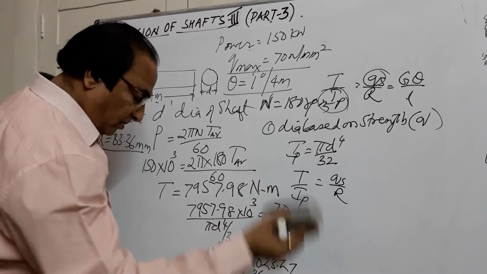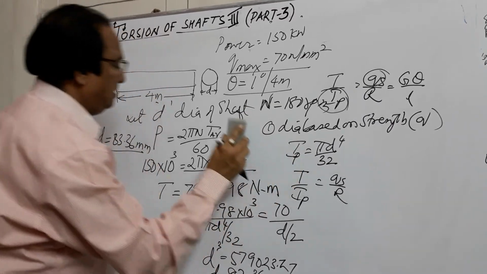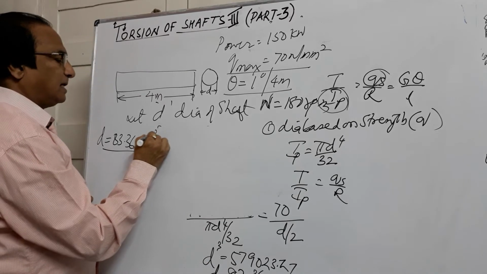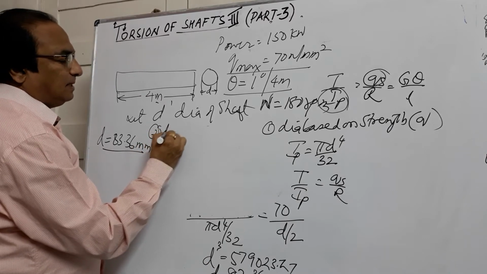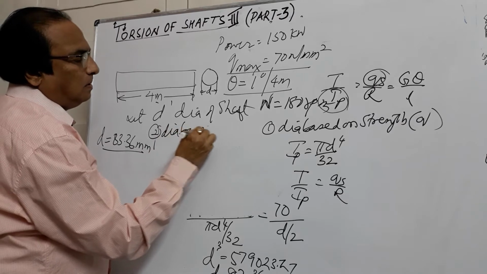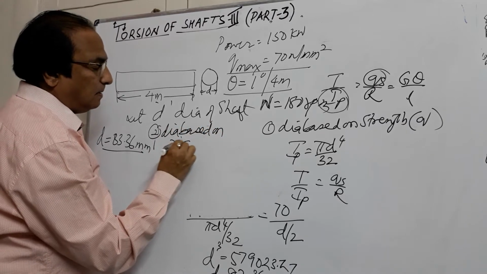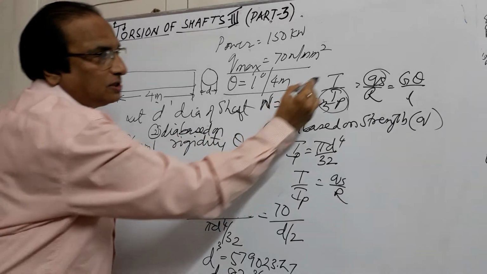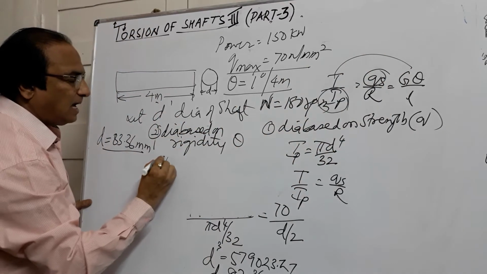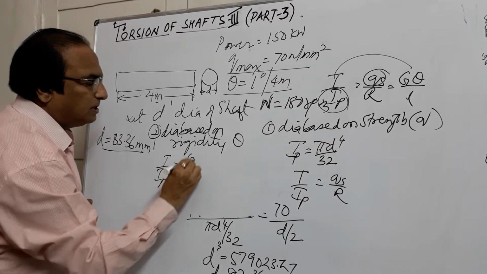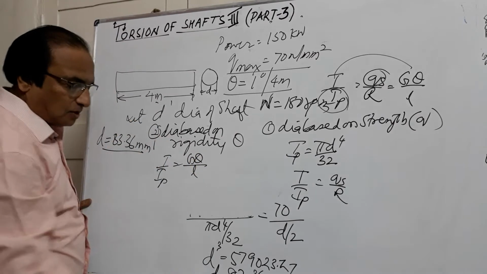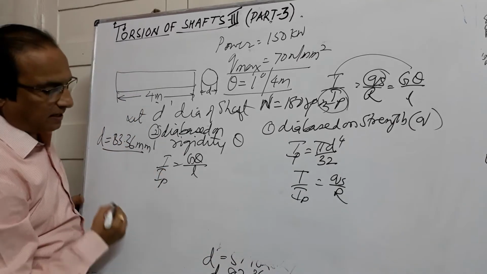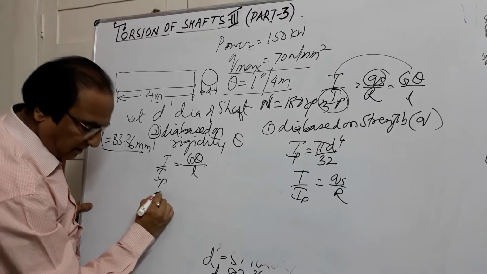Second, we will go to the second case, the diameter based on rigidity, that is based upon the rotation. These two relations we will use now: T by IP is equal to G theta by L. Here you know the value of T.